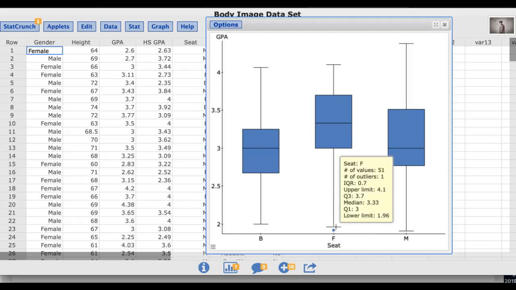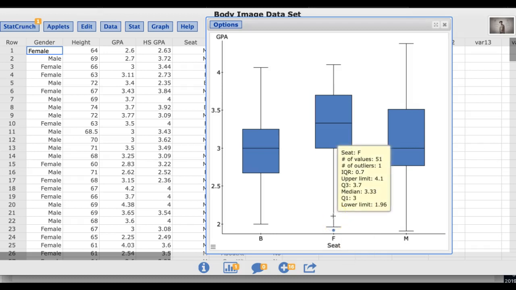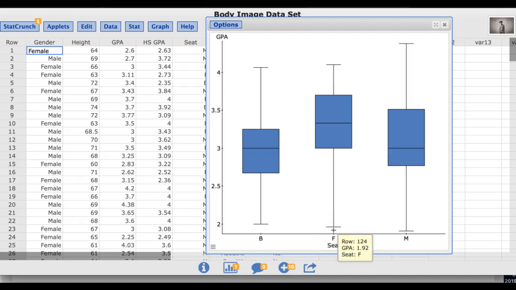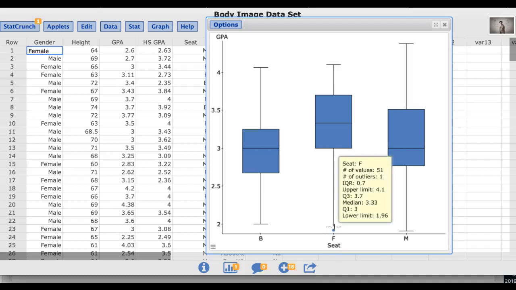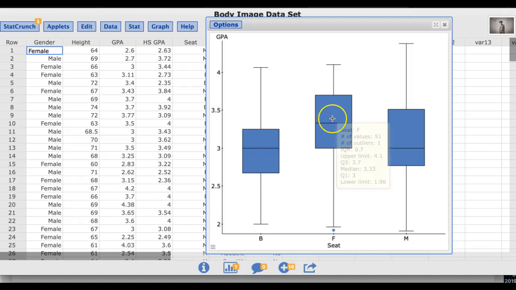So the lower limit, or the minimum here, was 1.96, whereas this was 1.92. It wasn't counted as the minimum, it was just counted as an outlier. Where this whisker is, that is the minimum of this distribution. So if we're asking for the minimum, it's not going to be the outlier, it's going to be where this point is here.